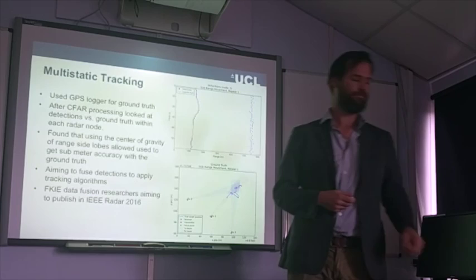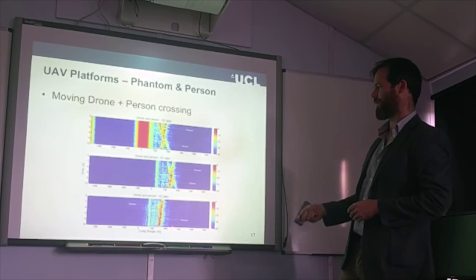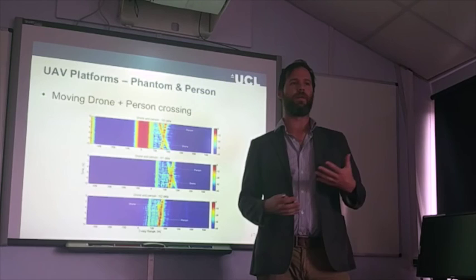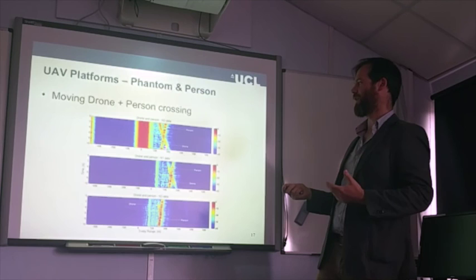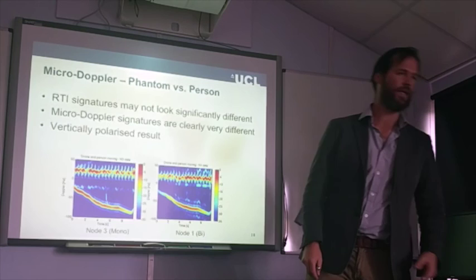Another experiment we did was an individual crossing a drone platform. As you can see here, a person and a drone crossing each other in front of the system. This is where micro-Doppler perhaps comes into it when you talk about classifying targets. Because here, yes, one of the targets does look slightly larger in amplitude, but there isn't much characteristic difference between those two targets to differentiate what they are. But that comes out really strongly when you go into the Doppler domain.